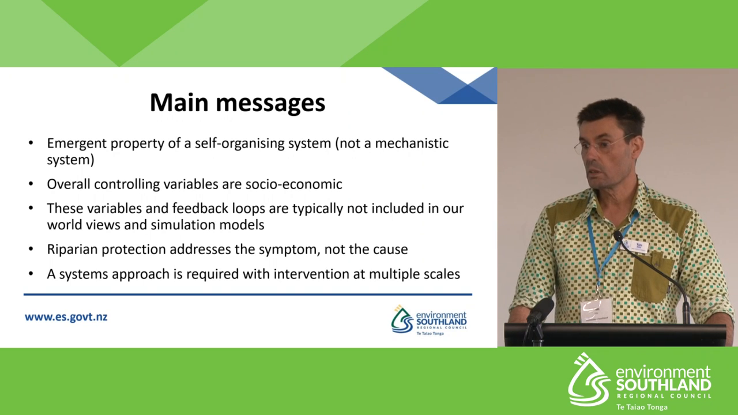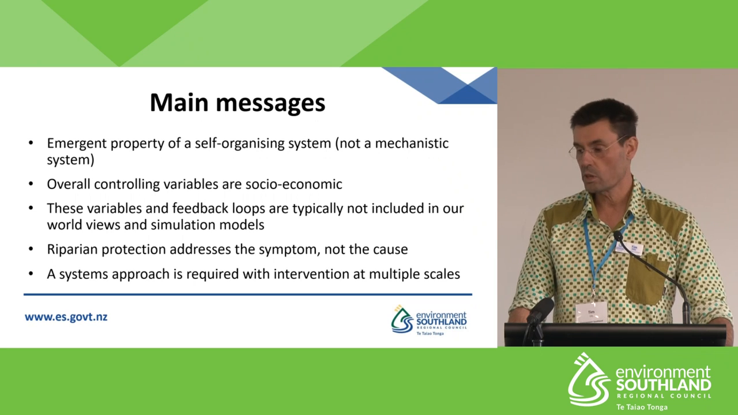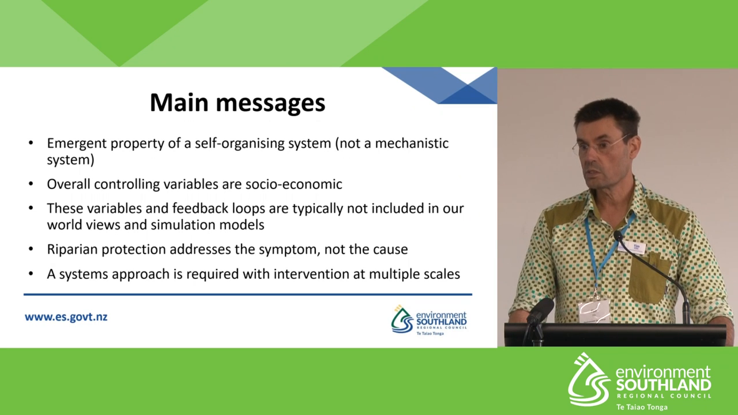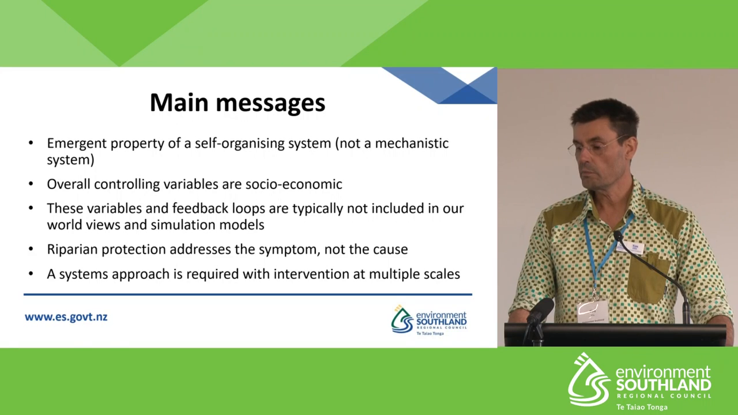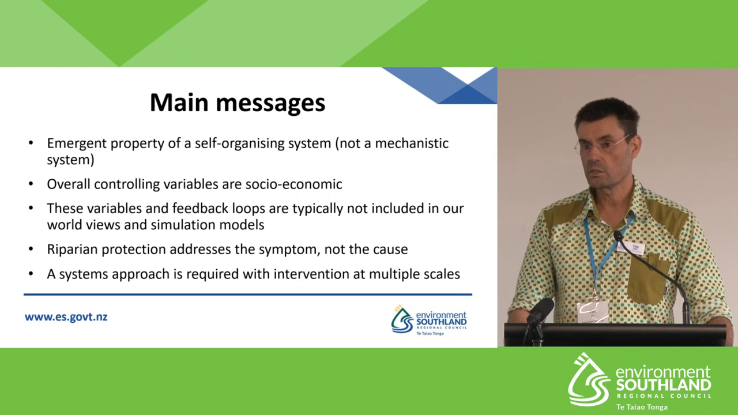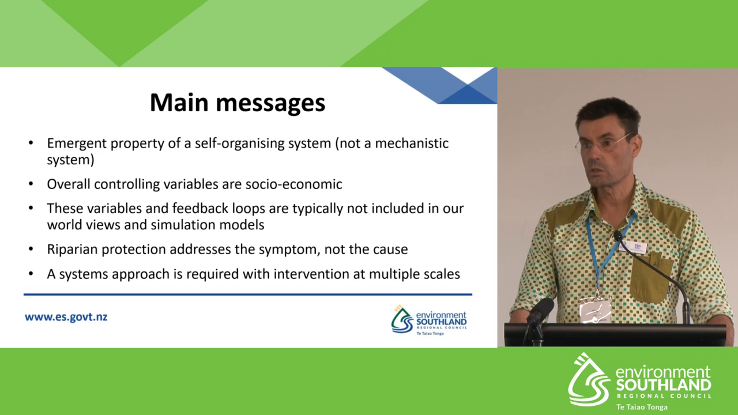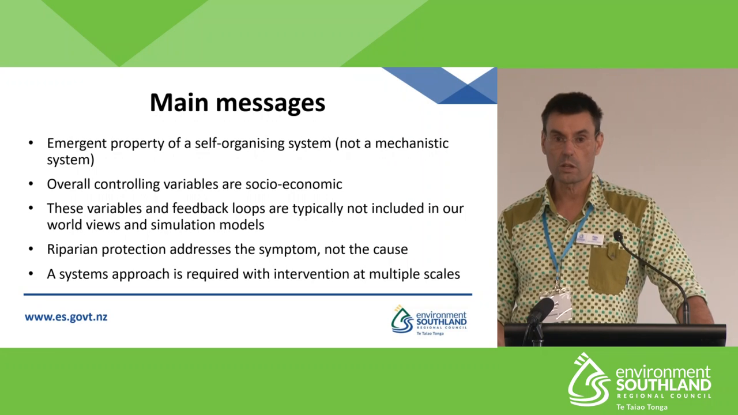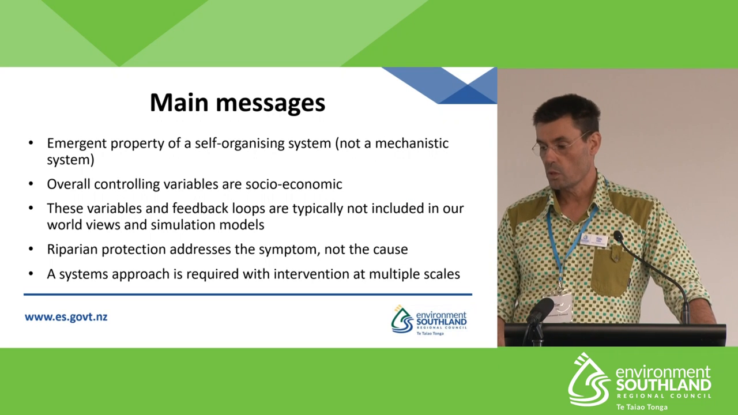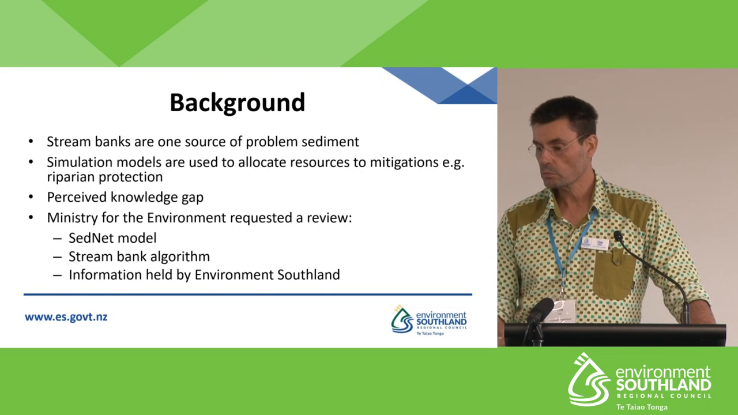Another message that's a bit contentious is riparian protection will address the symptom, that's the erosion of the stream bank, but it won't necessarily address the cause. And the causes, I'm talking about broader scale causes again. And we would recommend that problems like this of a socio-ecological nature, we move to a systems approach involving lots of inputs and lots of ways of looking at things and lots of knowledge systems, which are much messier than we'd like, but that's where we need to go.